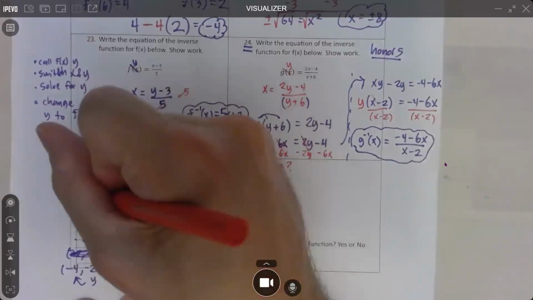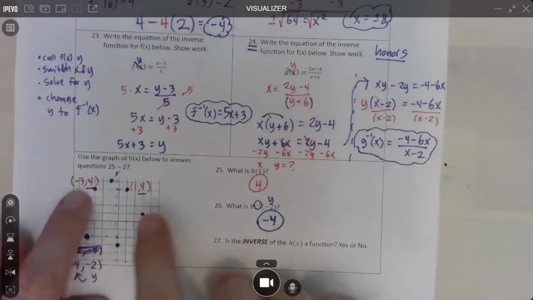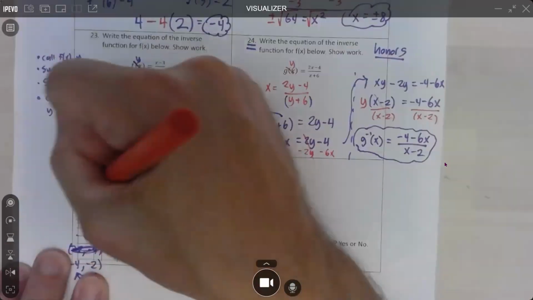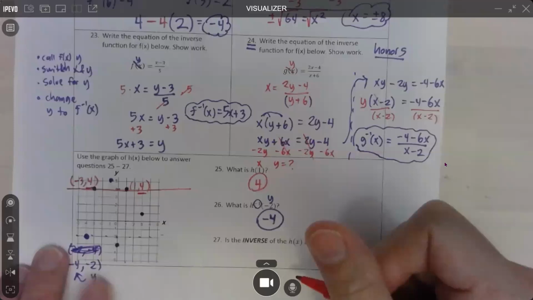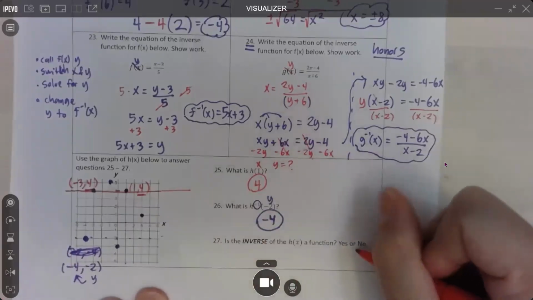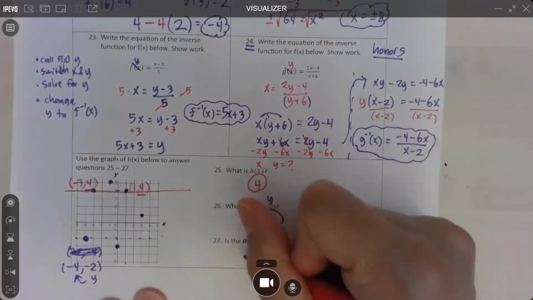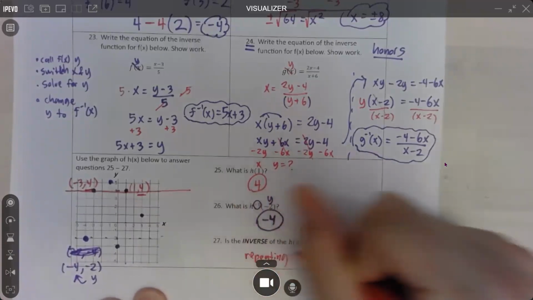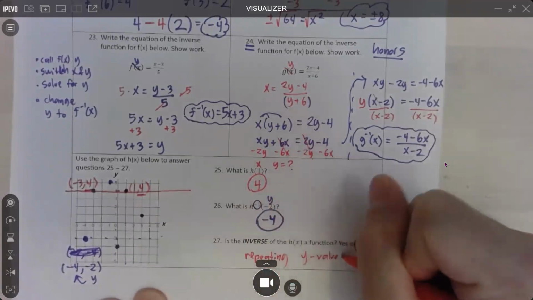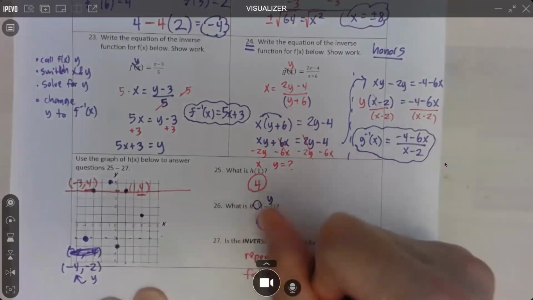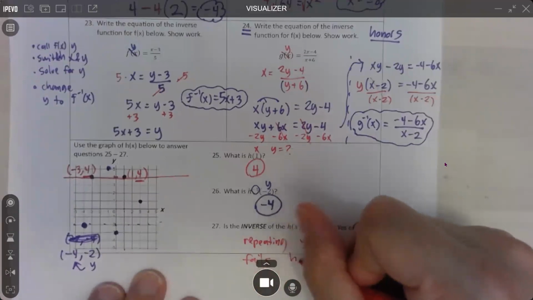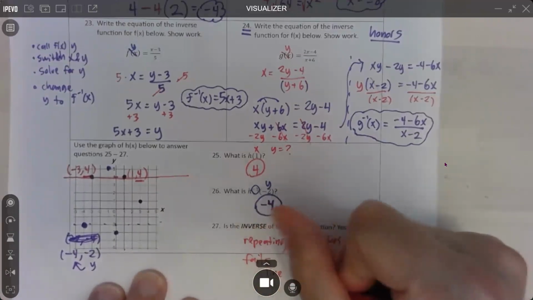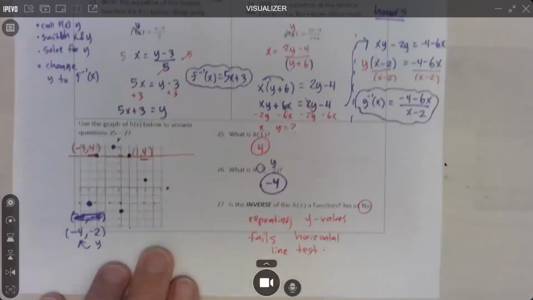So if you have repeating y values, that's not going to be the case. So it's not going to be a function because if you threw a horizontal line in there, it would hit multiple points. So the answer is going to be no. And you could say for a reason, there are repeating y values. Or you could say it fails not the vertical line test, but because it's the inverse, it fails the horizontal line test. And so that is the reason.